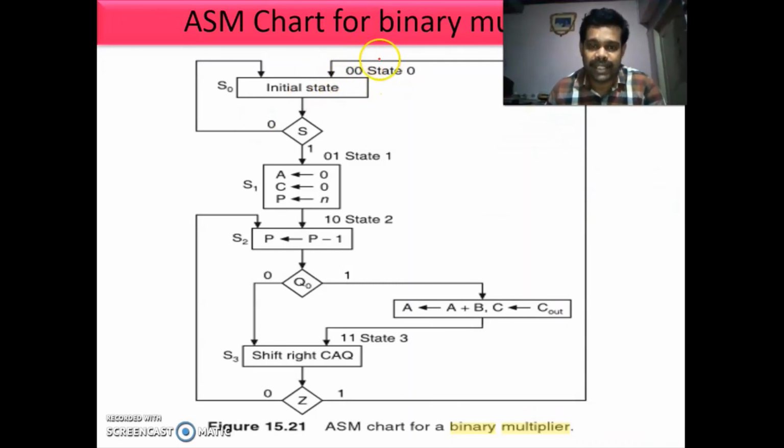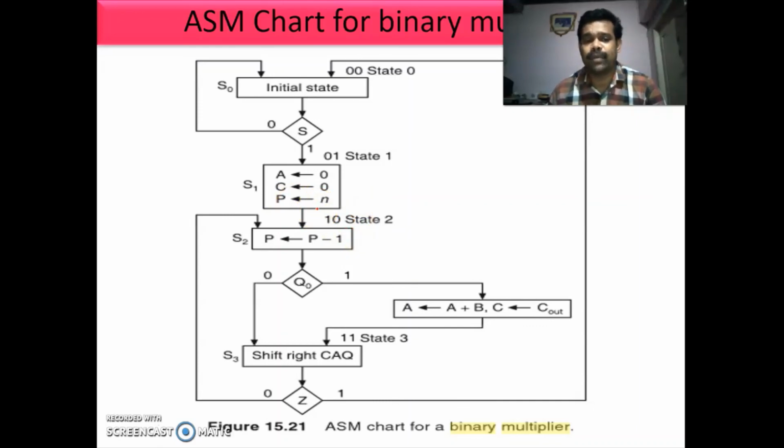You are in initial state 0 0 and you are checking the condition S is equal to 0 or 1. If it is 0 you are going to the initial state. If it is 1 you are going to the next state 0 1. In that state what you are doing is you are making A is equal to 0, C is equal to 0 and making P as count N. Then you are going to the next state 1 0.